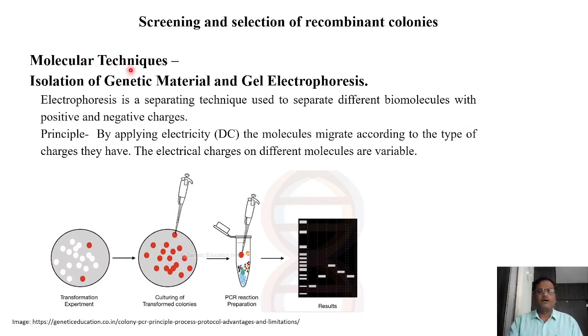Next we have molecular techniques. Many types of molecular techniques are there which are more sophisticated and comparatively more accurate. So isolation of genetic material and gel electrophoresis, right? So when the bacteria are grown in a culture medium, those bacteria are subjected to electrophoresis, and by PCR we can multiply the gene of our interest. Okay, so electrophoresis is a separating technique used to separate different biomolecules with positive and negative charges.